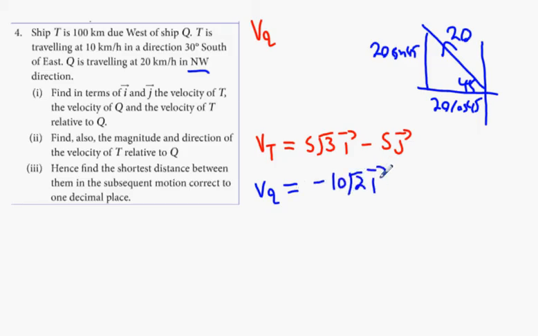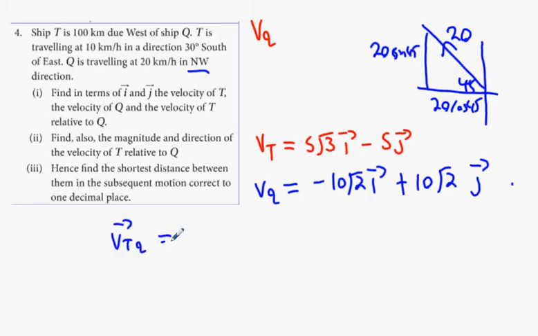Okay, next part. J, yeah? Perfect. Velocity of T relative to Q. We'll just do decimals here. Three decimal places will do the trick. Might as well.